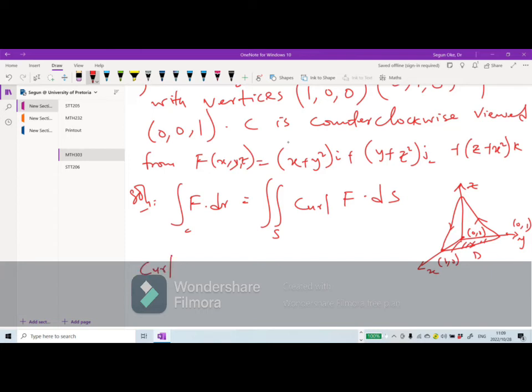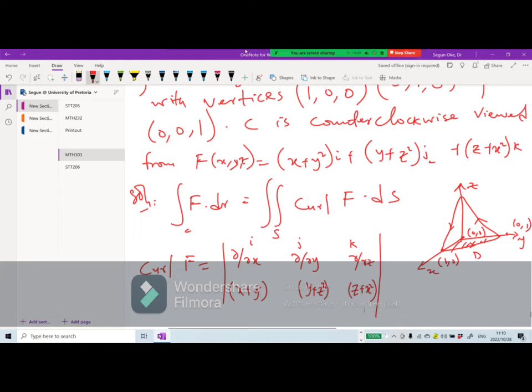The curl of F is defined as the determinant of the matrix with rows i, j, k, then d/dx, d/dy, d/dz, and then P, Q, R. So we have P to be x plus y squared, and Q is y plus z squared, and R is z plus x squared, right? Any question, please?